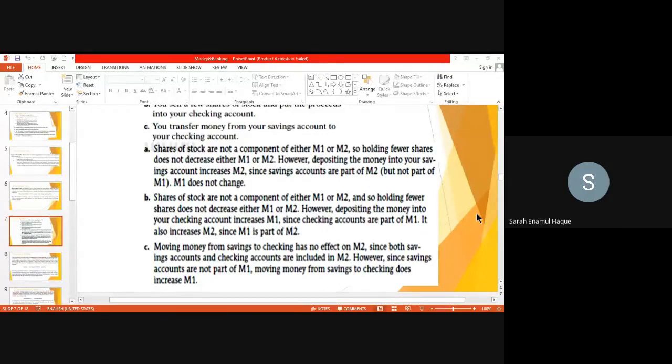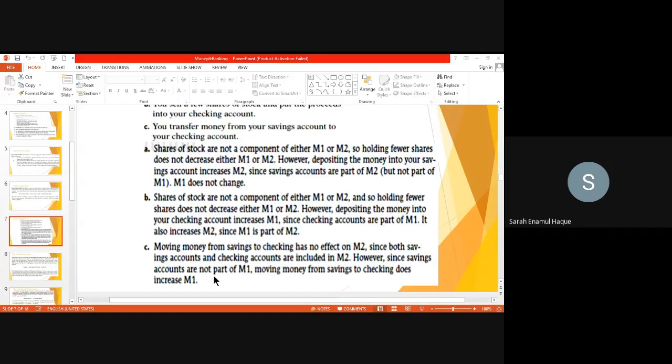So, part C, moving money from savings to checking has no effect on M2, since both savings accounts and checking accounts are included in M2. However, since savings accounts are not part of M1, so here remember, savings account doesn't mean saving account, here it means saving deposits. However, since savings deposits are not part of M1, moving money from savings to checking does increase M1.